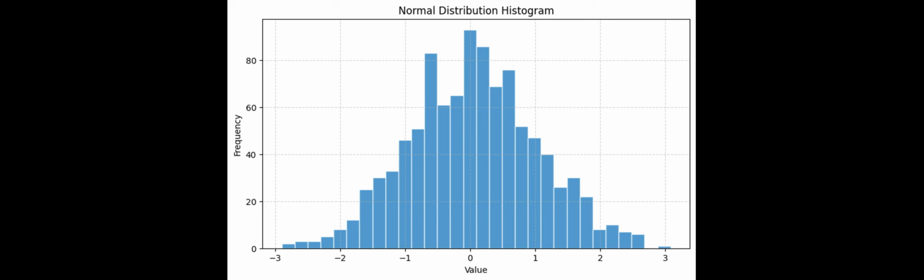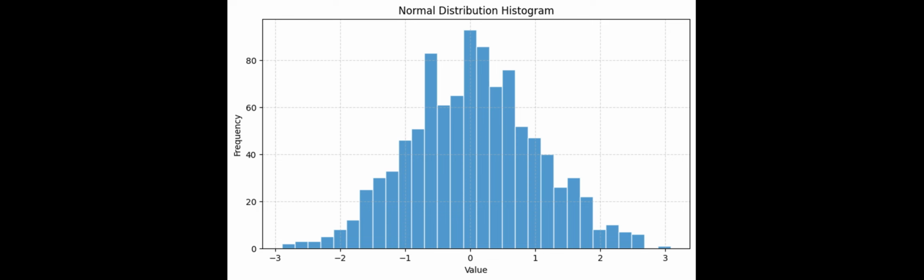Interpretation. The distribution is centered around 0, with frequencies tapering off symmetrically in both directions. A typical shape for standard normal data. Most values lie within the range -3 to +3, aligning with the empirical rule, 68, 95, 99.7%.